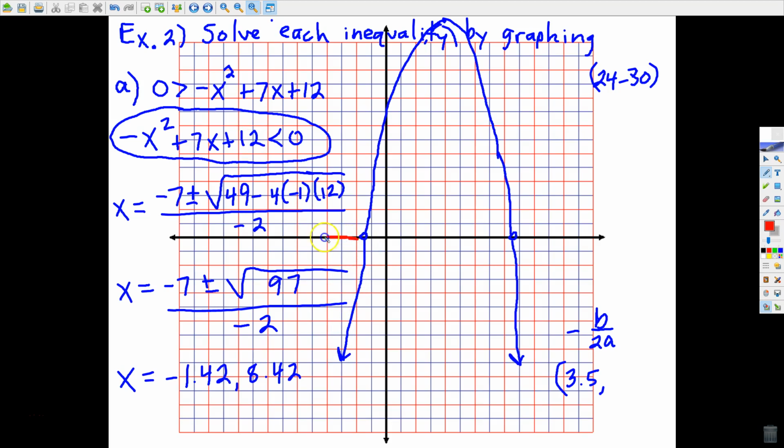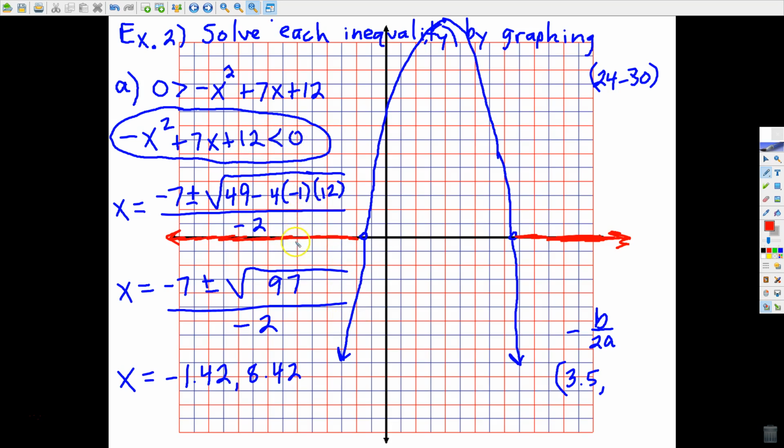It would be going to the left of this open circle, because that's where the parabola is below, and it will continue to go left as it goes down. And that's also happening going to the right of this open circle. These two red shadings represent the x coordinates where this parabola falls below the x-axis. That's what this less than 0 means.